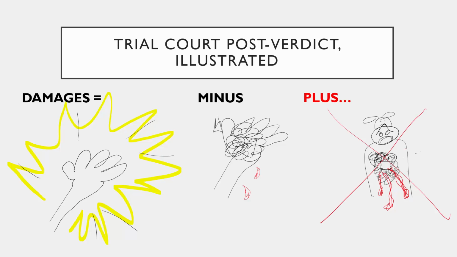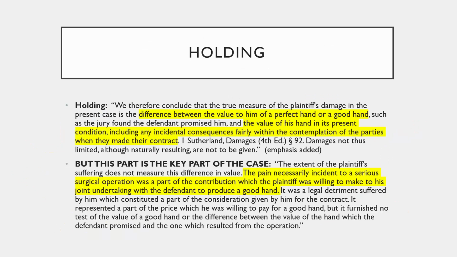So the parties take it to the New Hampshire Supreme Court, and what did they say? Here, it basically is a restatement of expectation damages, the difference between the value of a perfect hand and the value of the hand in its present hairy, crappy condition. Here's the key part, including any incidental consequences fairly within the contemplation of the parties when they made the contract. But this part is even more key.